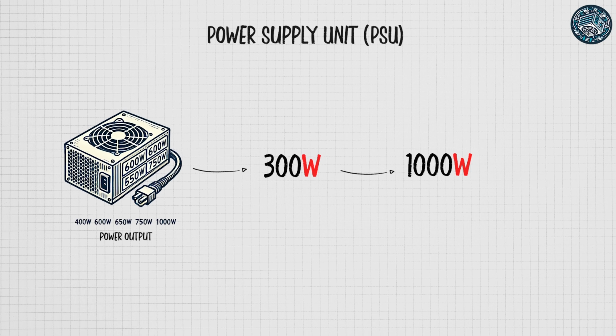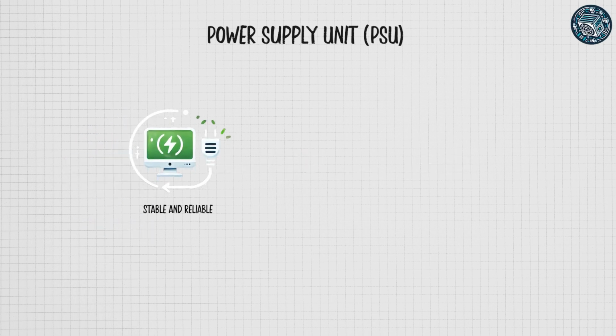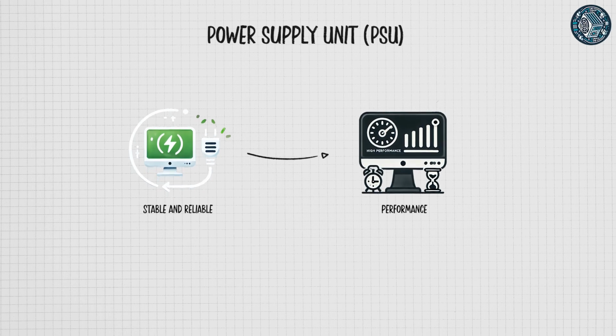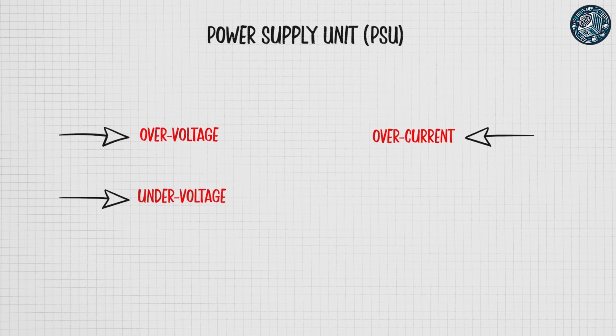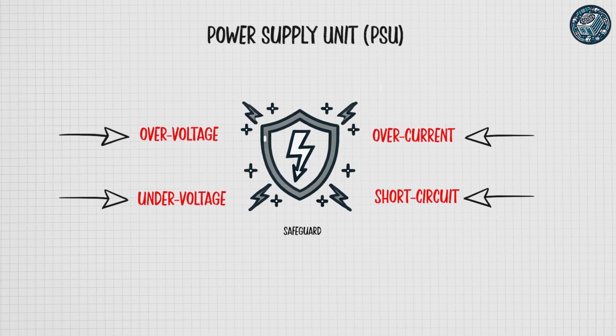A high-quality PSU ensures stable and reliable power delivery, which is crucial for the longevity and performance of the computer. It includes various protections such as overvoltage, undervoltage, overcurrent, and short-circuit protection to safeguard the components from electrical damage.